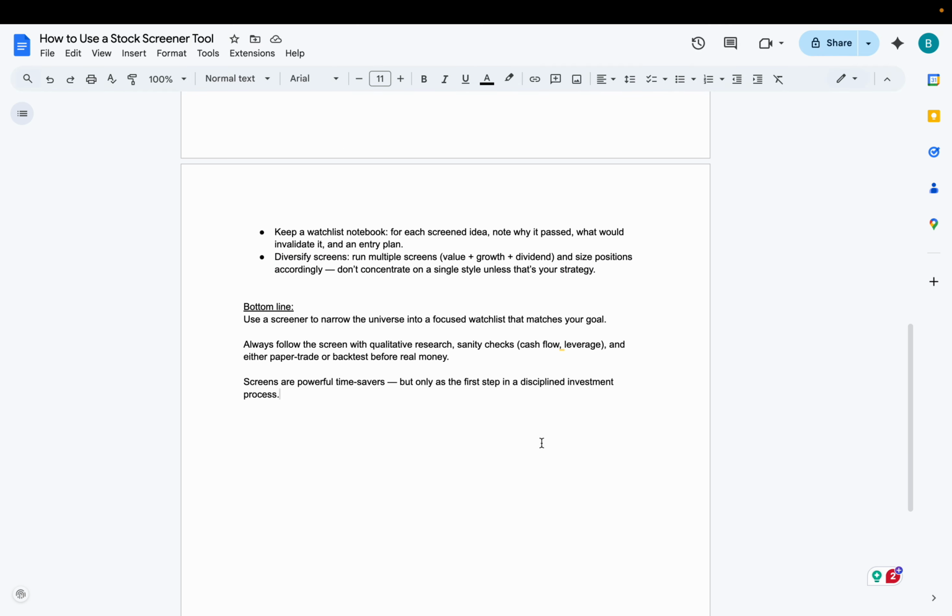So at the end of the day, my bottom line is use a screener to narrow down the universe into a focused watch list that matches your goal, right? Always follow the screen with qualitative research, sanity checks, and also screens are powerful time savers, but only the first step in the disciplined investment process.